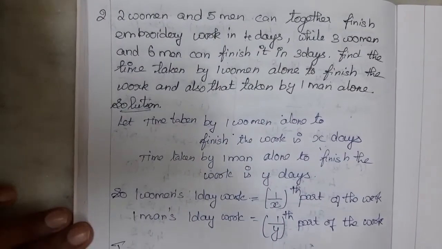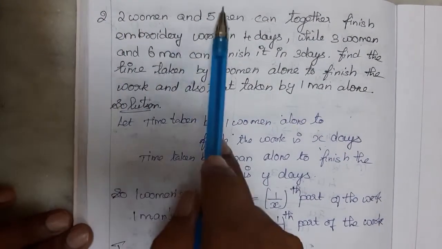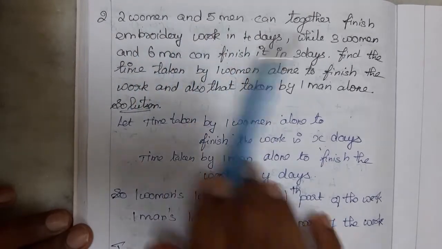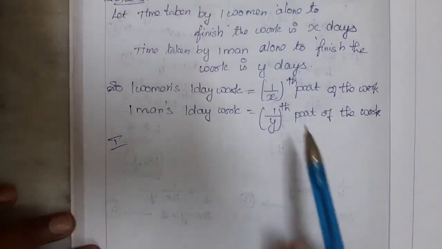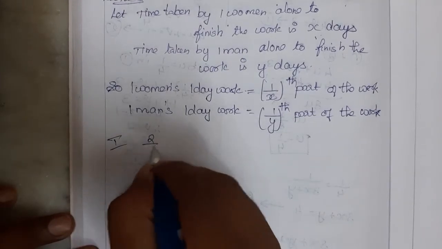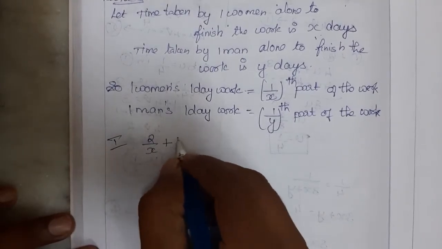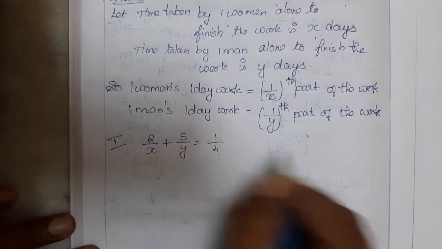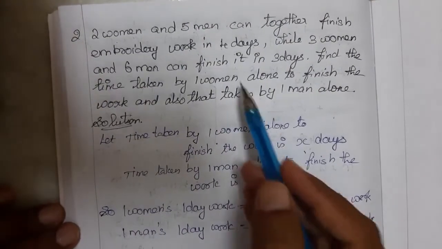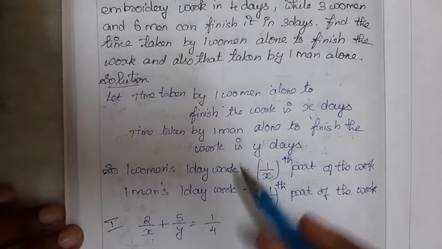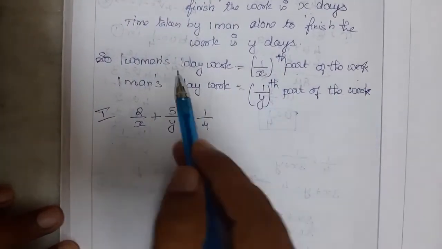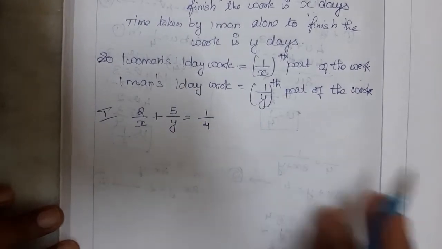The first condition is 2 women and 5 men work in 4 days, right? So 1 woman is 1 by X, 2 women is 2 by X, plus 5 men is 5 by Y is equal to 1 by 4. So you're calculating for a day, 1 by 4th of the work, right? 1 by X part of the work for 1 day. So here also 1 by 4.